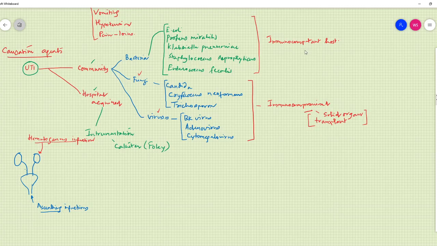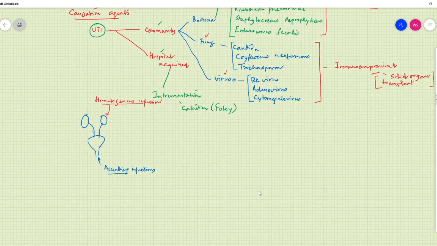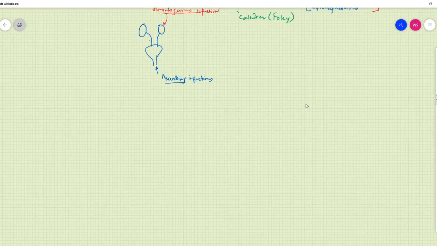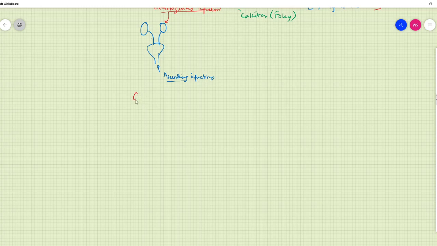Okay, so that is why in most of the textbooks, the drugs for UTI is limited to antibacterial drugs. Okay, so in the immunocompetent host, the most common UTI causing organism is bacterial. Okay, so antibiotics are seen most commonly in most of the textbooks. Okay, so now we can say what is the cause of UTI.